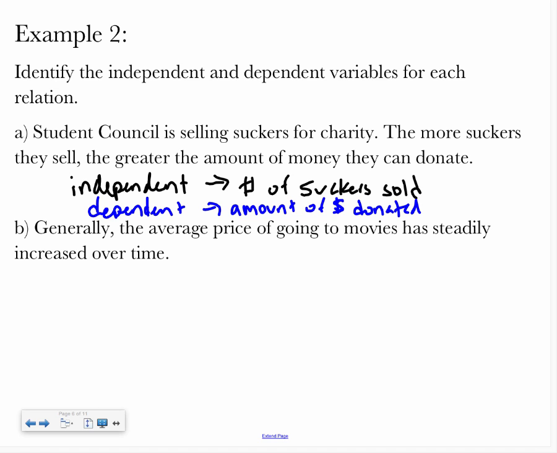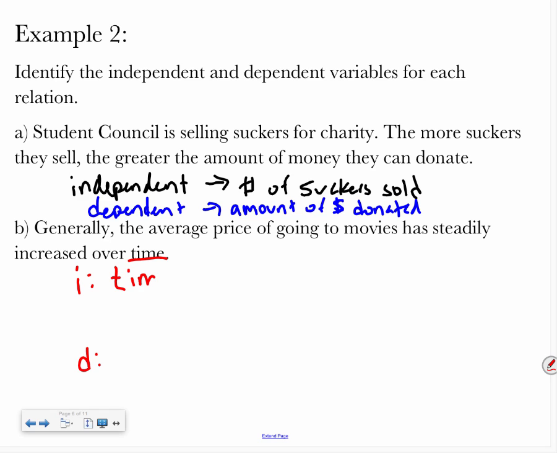Generally, the average price of going to the movies has steadily increased over time. So we want to list our independent and our dependent. Okay, so our two variables, the price of movies, and time. It can be a little tricky to identify this, but if you ever see time listed in a problem, that is going to be one of your variables, okay? Time is always, always, always independent.